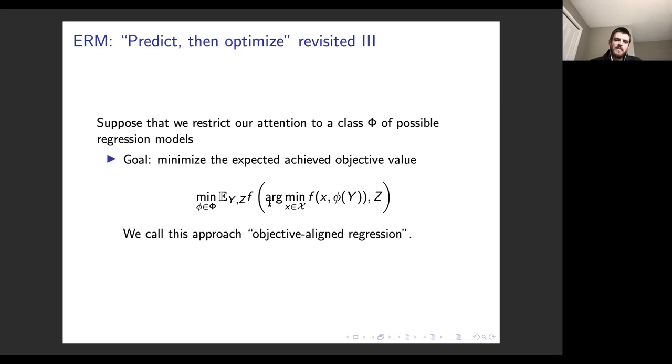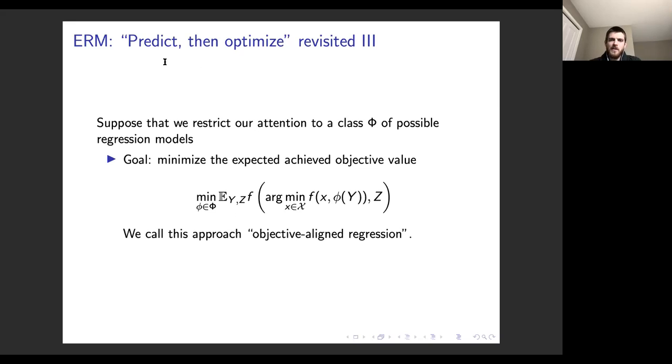So it's going to look something like this. We take the minimum over a class of possible regression models. Again, you can use whatever class you want here. You can use linear models, neural nets, random forests, anything you want. And we minimize this expected value taken over both our side information and uncertain parameter of the actual objective that we achieve with the predict and optimize approach.